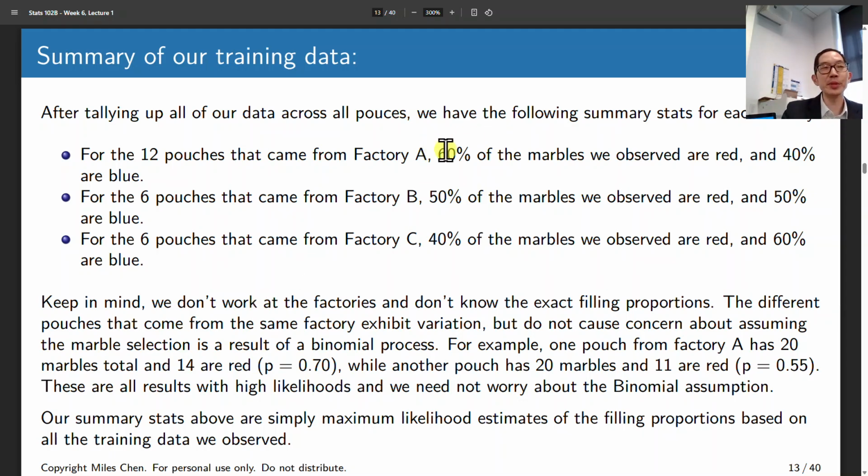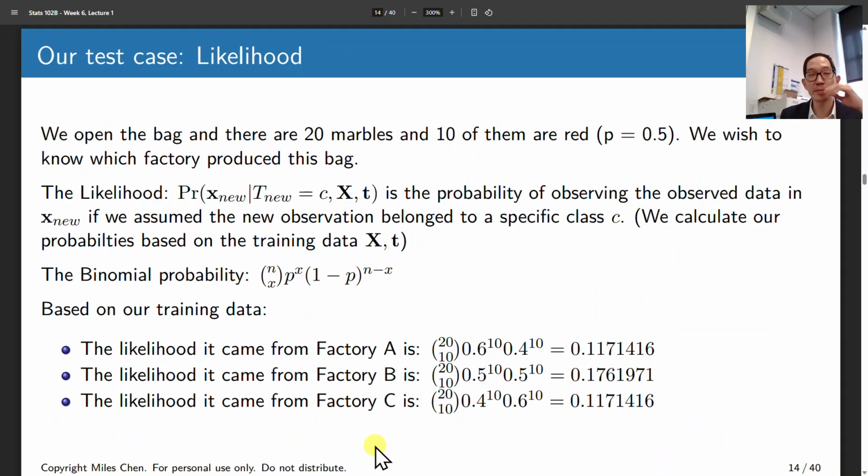And so we'll just assume, based on the data we've observed, that factory A fills its pouches with something around 60% red on average, okay? But subject to randomness and, you know, kind of a random binomial process. So our summary stats are also going to be our maximum likelihood estimates for the filling proportions based on the training data that we have, okay?